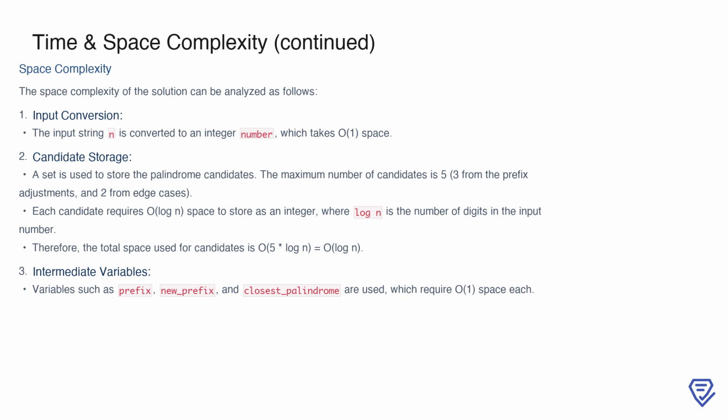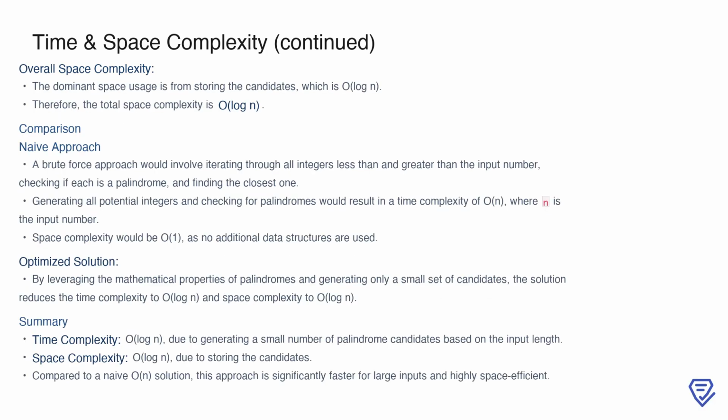Additionally, we use a few intermediate variables, such as prefix, new_prefix, and closest_palindrome. Since these are basic variables, they require constant space, or O(1). The overall space complexity of the solution is dominated by the storage of the candidates, which is O(log n).